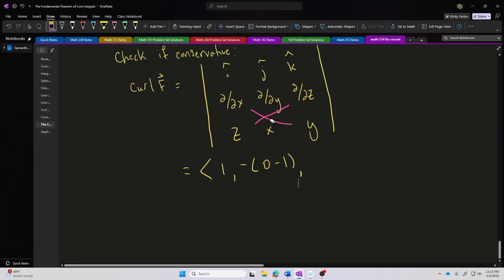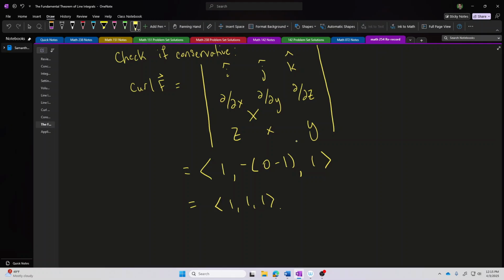And then the final entry in this cross product would be from these diagonals. So the derivative of x with respect to x is 1, and the derivative of z with respect to y is 0. So it looks like our curl is positive 1 in every component, which means it's definitely not equal to the 0 vector. Honestly, I probably could have stopped this calculation basically right away.